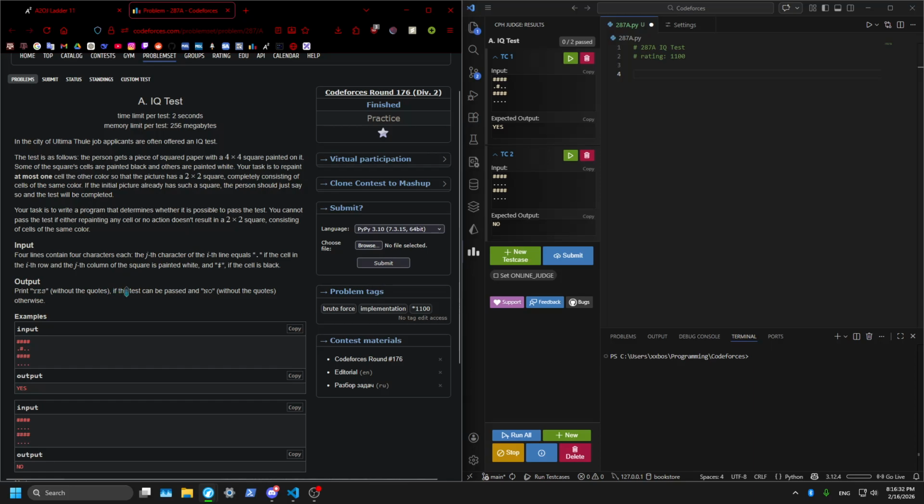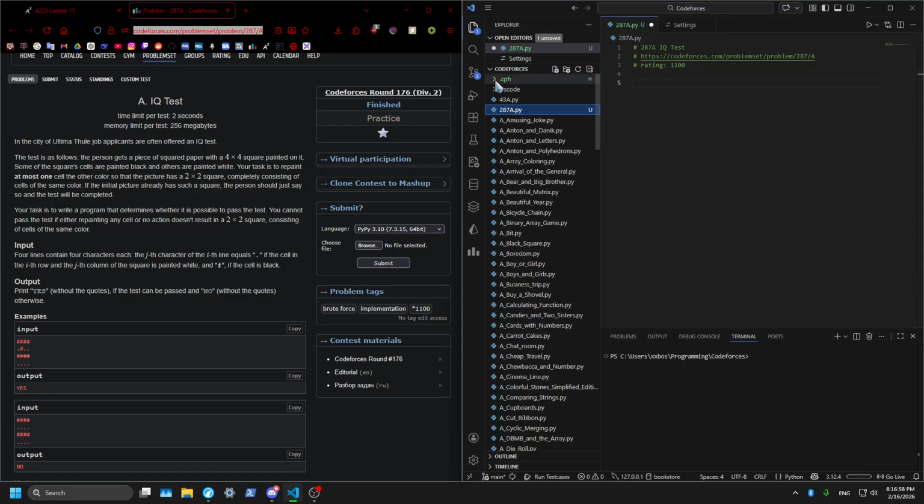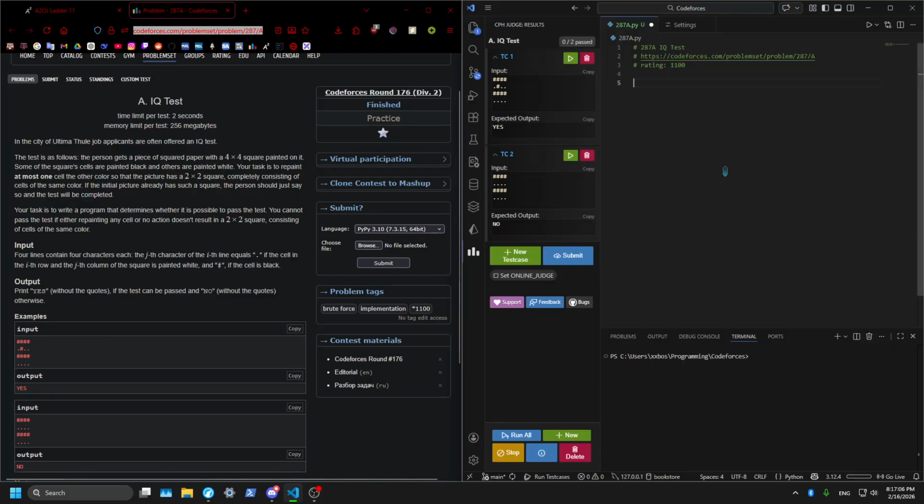4 lines to... Okay, wait, what? What is this saying? We have a piece of squared paper. Okay, you know what? I am going to include the link as well, just because CPH doesn't actually work across devices. I push this up to my GitHub, but when I pull it doesn't generate this thing for it, which is weird. I don't know why. So I'll include the link just for my personal use.